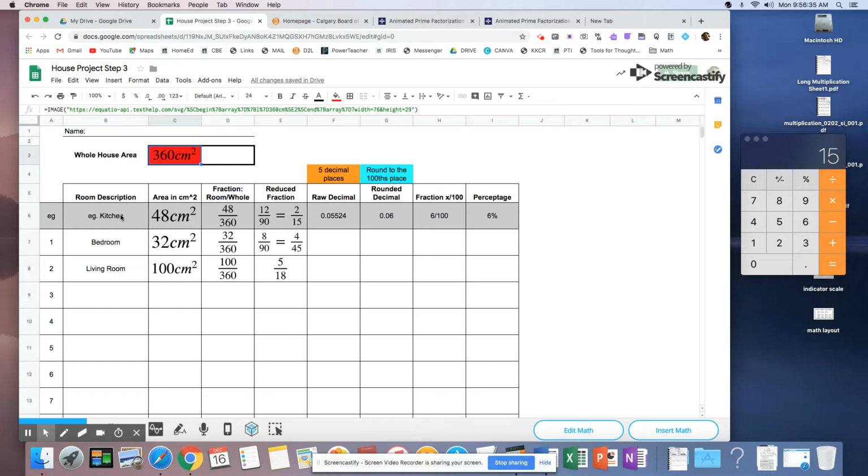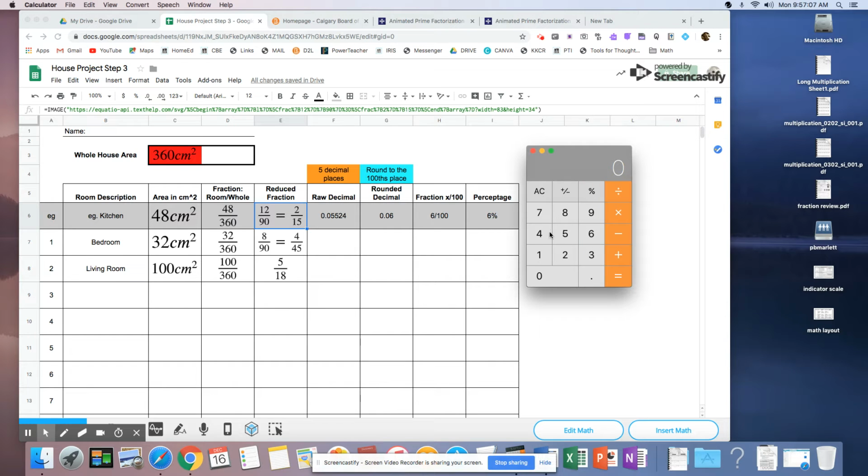So over here, let's start with the kitchen. This is how it looks. Kitchen, I have 48 centimeters squared. It's 48, the room, over the whole, which is 360. For those of you who feel confident, I'm going to reduce this fraction. So 48 and 360, I know 4 goes into it. So that takes me down to 12 over 90. Still not there, so I can continue to reduce down until I have lowest common terms here. So this is 2/15.